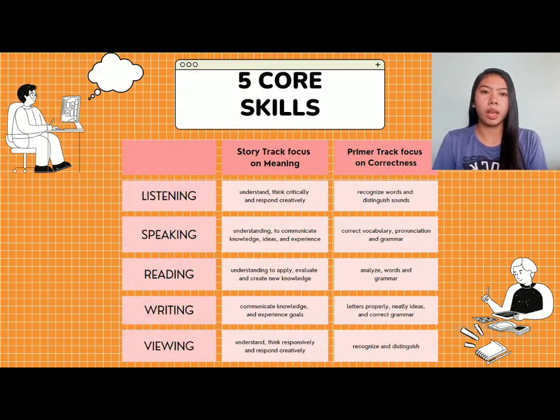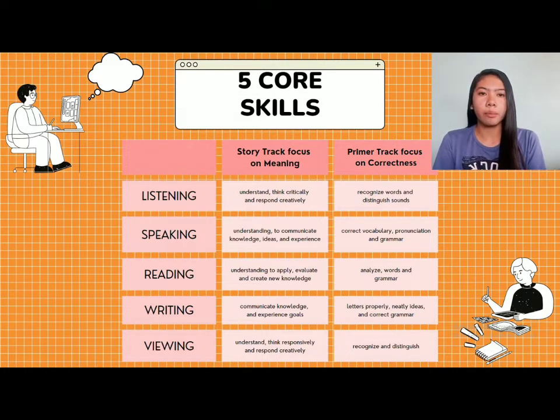Second, the speaking. They speak in order to communicate their thoughts, ideas, and experiences to others. While in primary, they use correct vocabulary, pronunciation, and grammar. Third is reading. It focuses on reading for enjoyment, to understand and use new ideas and information. And for accuracy, they recognize parts of words like letters, syllables, and so on. Also, they recognize sentences and paragraphs.